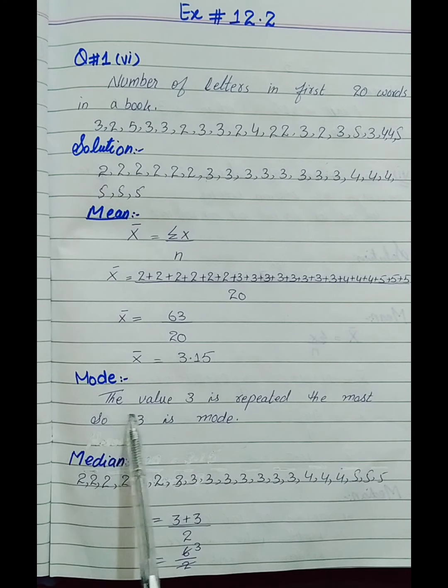Next, mode. The value 3 is repeated the most, so 3 is the mode.